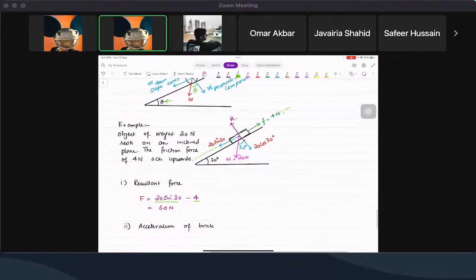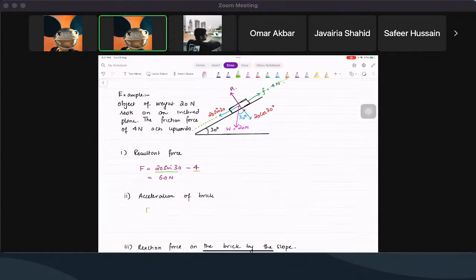Now we would like to find the acceleration. Because resultant force is given by F equals ma. So what I can do is simply write the mass, because we have the weight. So weight divided by 9.81 would be the mass, multiplied by the acceleration, and the resultant force we have already found to be 6. So the acceleration would be 9.81 times 6 divided by 20, which would be about 2.9 meters per second squared. Understood?